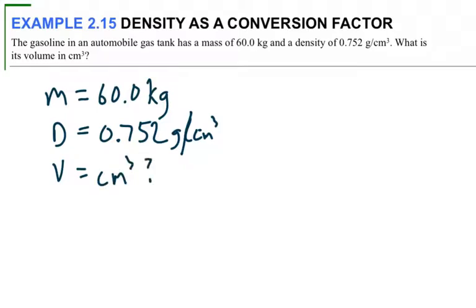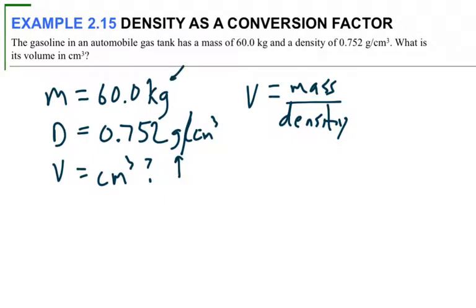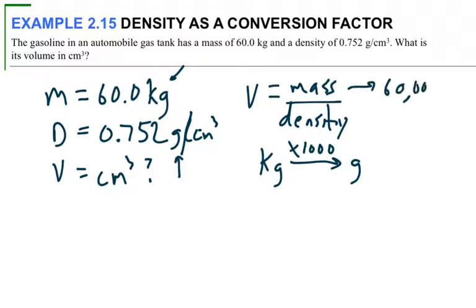Now, if you recall, one of the formulas that we can use to find volume is that volume is mass divided by density. So we can do that. Now, notice that in density, the mass here is in grams and over here it's in kilograms. So we have a little problem. We need to convert the mass from kilograms to grams. And one way to do this is you simply multiply by 1,000, or you move the decimal point 3 spaces to the right, and the mass ends up being 60,000 grams.